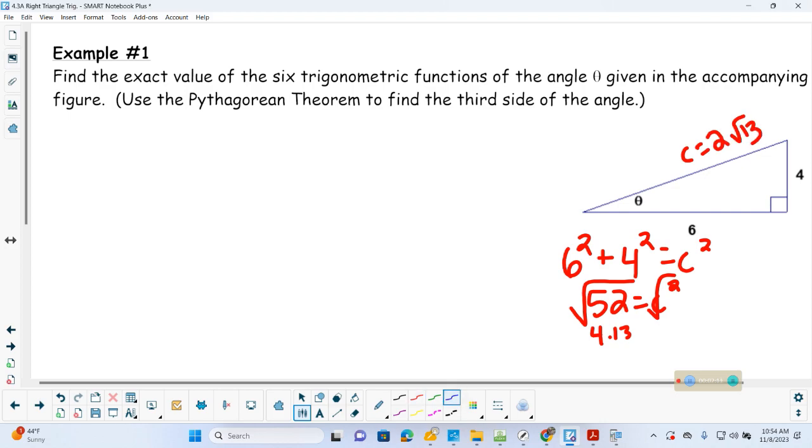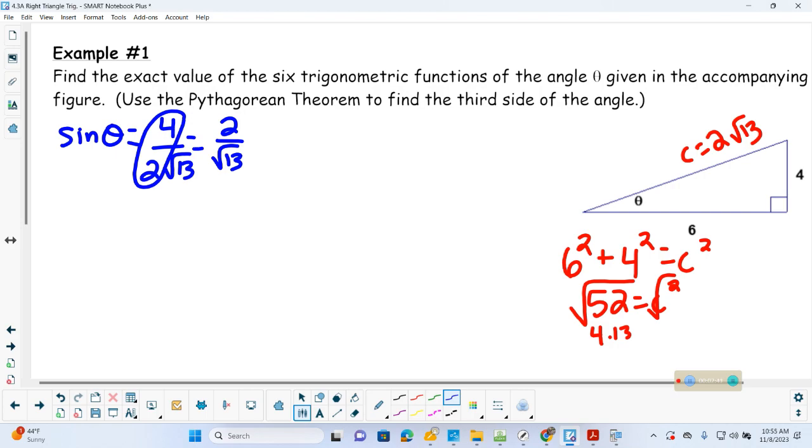Now, I left you some room, but still I'd kind of write a little bit small because we have to do all 6 trig functions. I'm going to start with sine. Of course, we know sine is opposite over hypotenuse. So opposite of theta is 4. Hypotenuse is that 2 root 13. Now, of course, I'm going to reduce. I'm going to simplify. I got a couple problems here. 4 over 2, that's easy. And of course, we do have to rationalize the root 13, which I'm going to do in a minute.